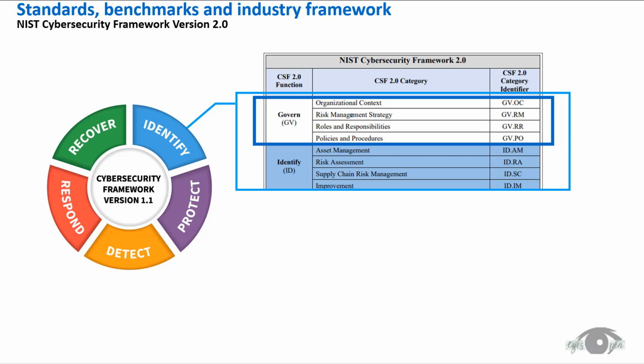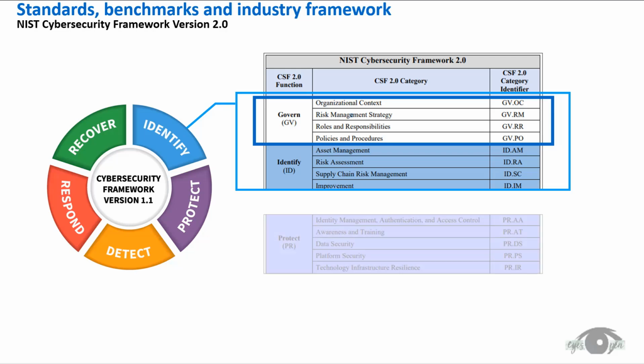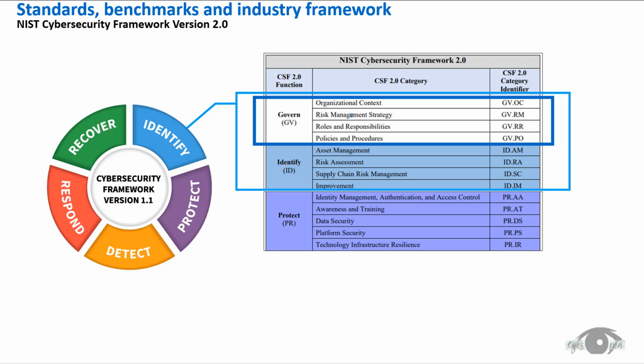The next function is the function Protect, PR, which aims to use protective measures to sufficiently mitigate and reduce cybersecurity risks. In this function we find the following categories: Identity Management, Authentication and Access Control, PR.AA, which state that access to physical and logical assets should be limited to authorized users, processes and devices, and should be managed based on assessed risk of unauthorized access, formerly PR.AC.